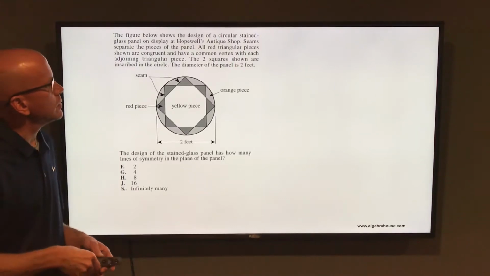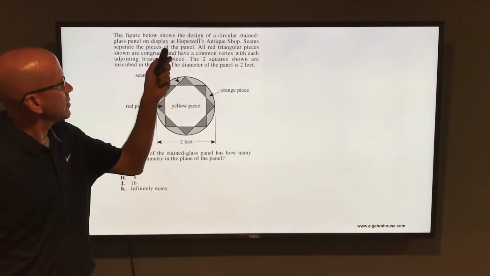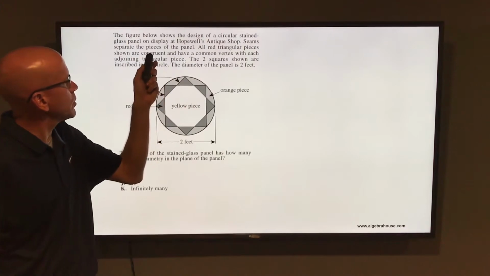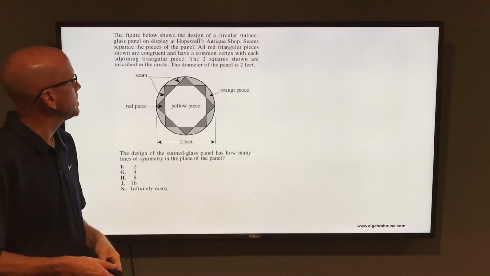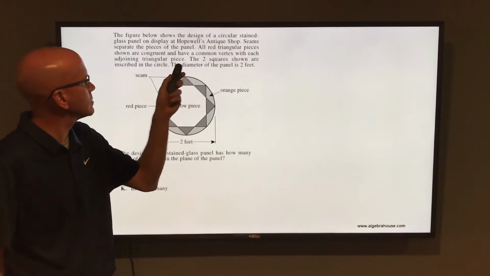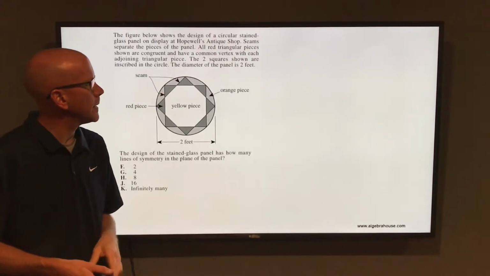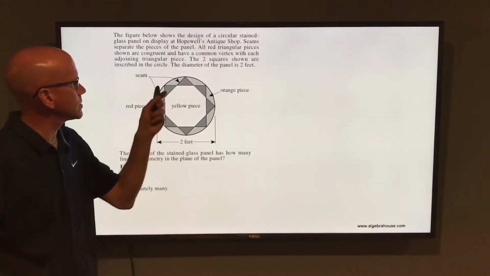Figure below shows the design of a circular stained glass panel on display at Hopewell's Antique Shop. Seams separate the pieces of the panel. All red triangular pieces shown are congruent and have a common vertex with each adjoining triangular piece. The two squares shown are inscribed in the circle.